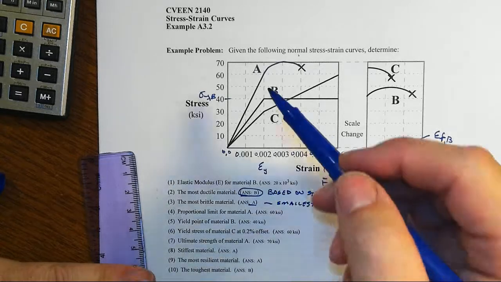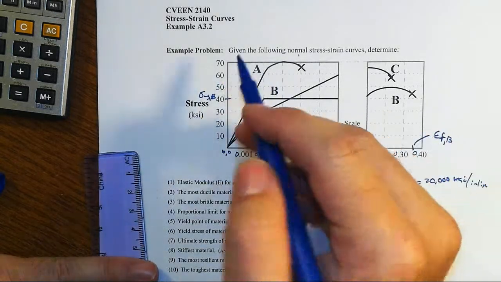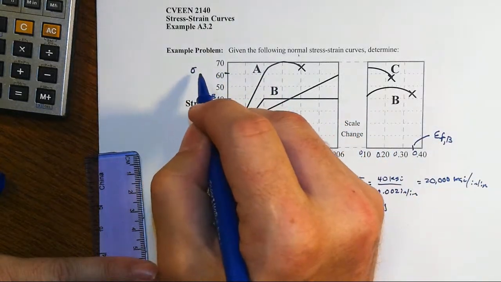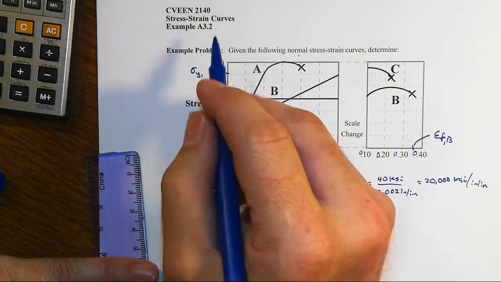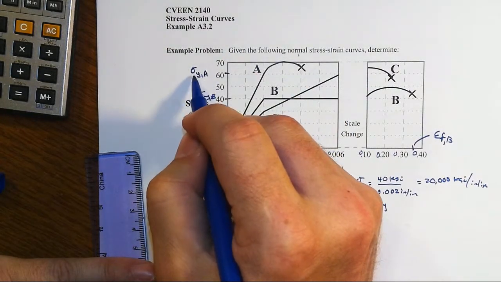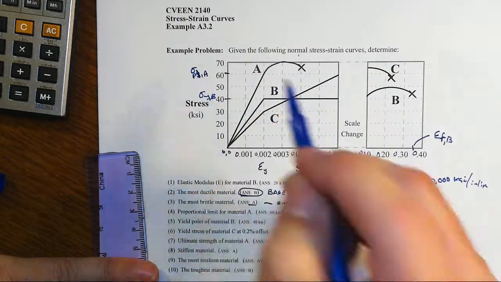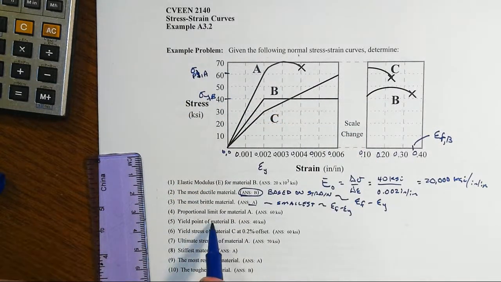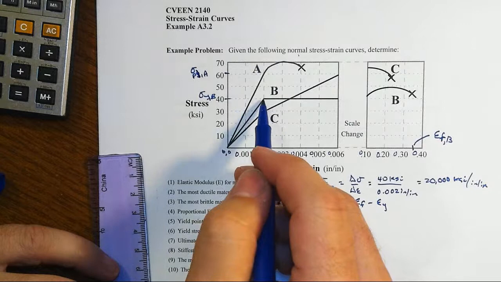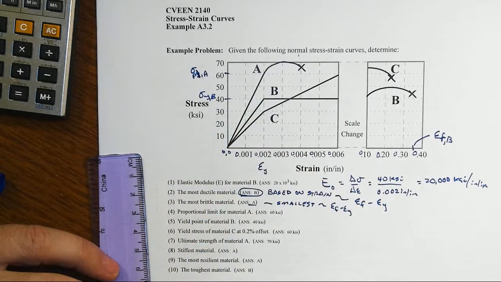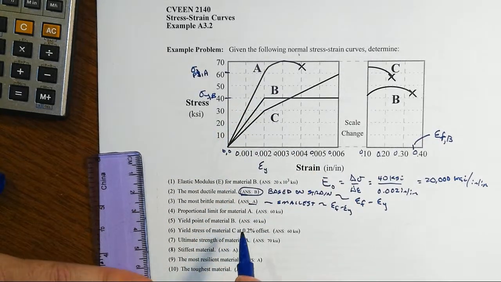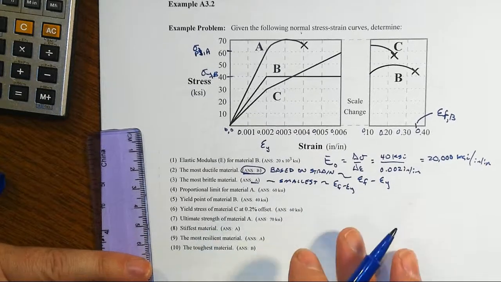The proportional limit for A looks to be fairly close to right there at 60 KSI. It's the end of linear elastic behavior. That'd be PL, not the yield stress. For material B, we have a very clearly marked and indicated yield stress, so that's going to be 40 KSI. That's pretty straightforward.